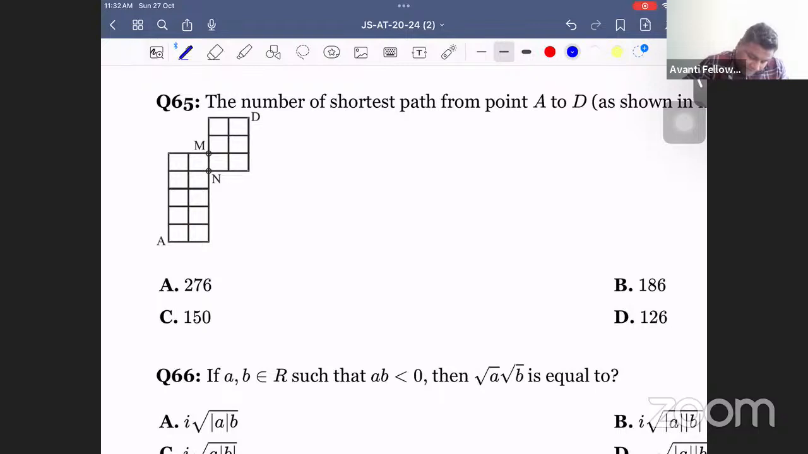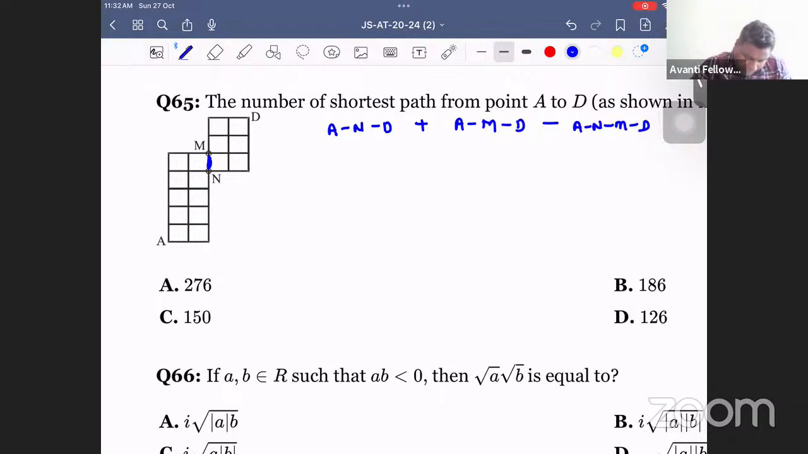And see, this path M to N has been calculated twice, because A to N, then N to M, then M to D has been counted while going through N and going through M. So we will subtract that. Got it? So required ways will be A to N to D or A to M to D, and from this I will subtract the ways A to N to M to D.